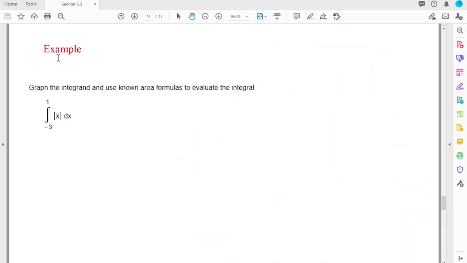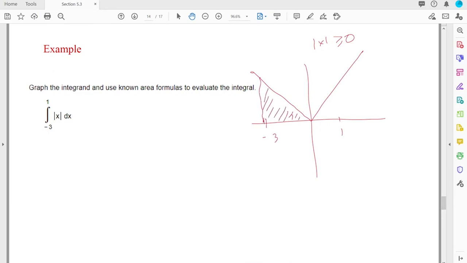Let's go to the next problem. We know that definite integration, if the function is positive, represents the area under the curve. So in this case, the curve is the absolute value of x, and this is above the x-axis, since the absolute value of x is always non-negative. So we want to find the definite integral from negative 3 to positive 1. Basically we would like to find the area under the curve from here to here.